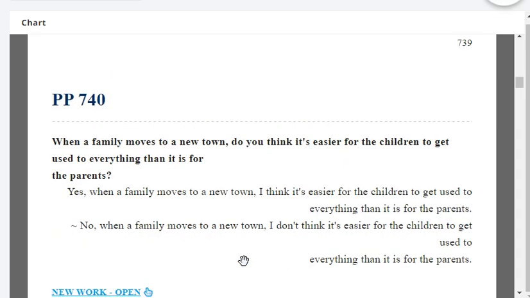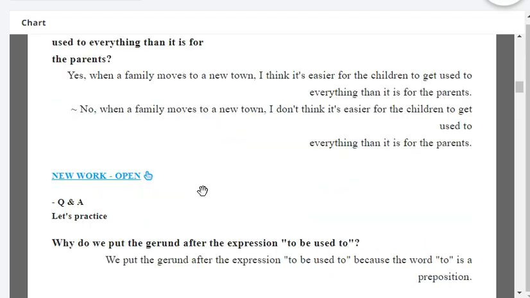Okay, next. When a family moves to a new town, do you think it's easier for the children to get used to everything than it is for the parents? Yes or no? Yes, when a family moves to a new town, I think it's easier for the children to get used to everything than it is for the parents. Very good.